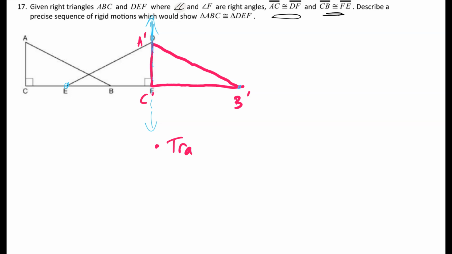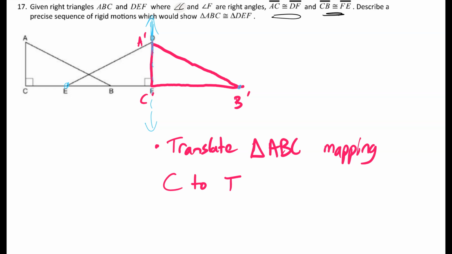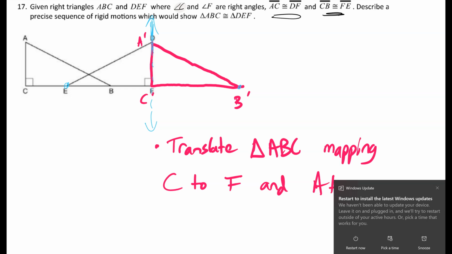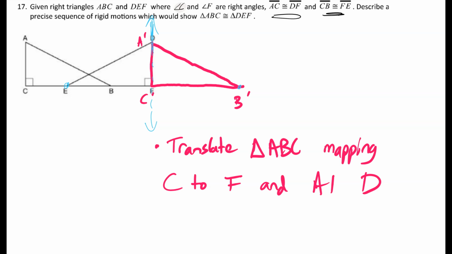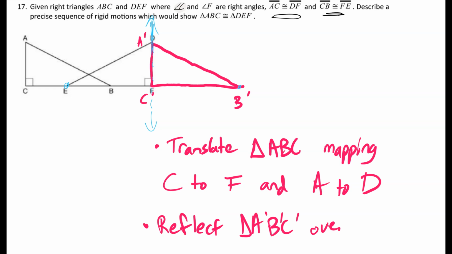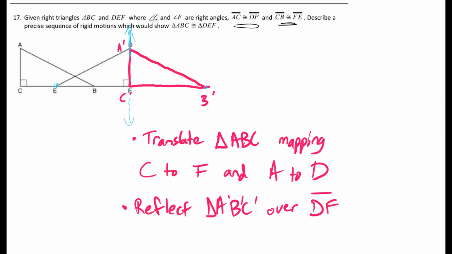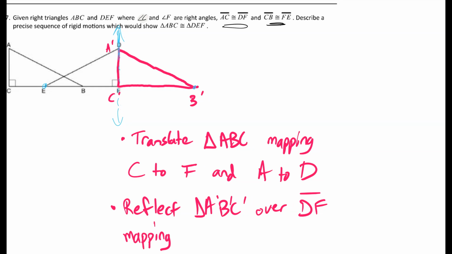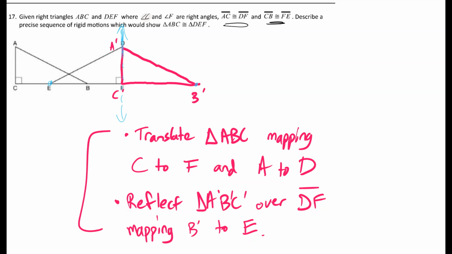So let's describe that. We're going to translate triangle ABC, mapping C to F and A to D. After that, we're going to reflect our new triangle, triangle A prime, B prime, C prime, over segment DF, which is going to map B prime to E. Now again, that shows that they're congruent because all we did were rigid motions, and rigid motions preserve distance and angle measure. So if they lie on top of each other, the triangles must be congruent here.